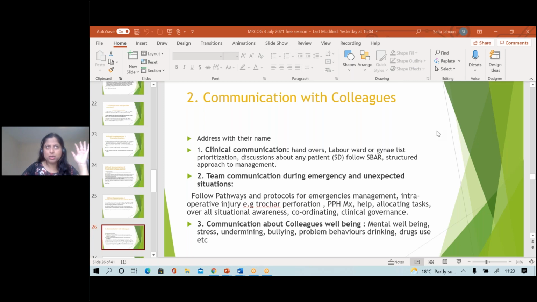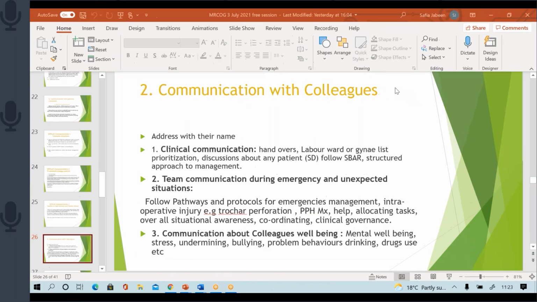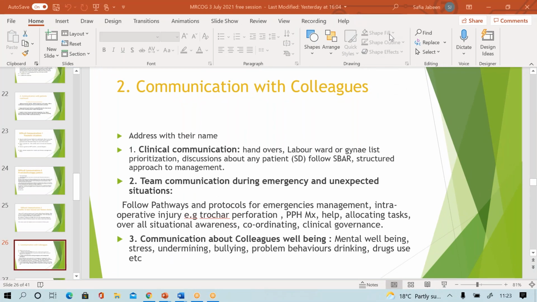So again, with the colleagues, if you try to think of one whole day, or maybe more broadly speaking, one week of your work on the ward, in the theaters, and with your colleagues, that's what communication with colleagues is as well. There are 3-4 different main aspects you can categorize how we communicate with them. One is pure clinical communication.